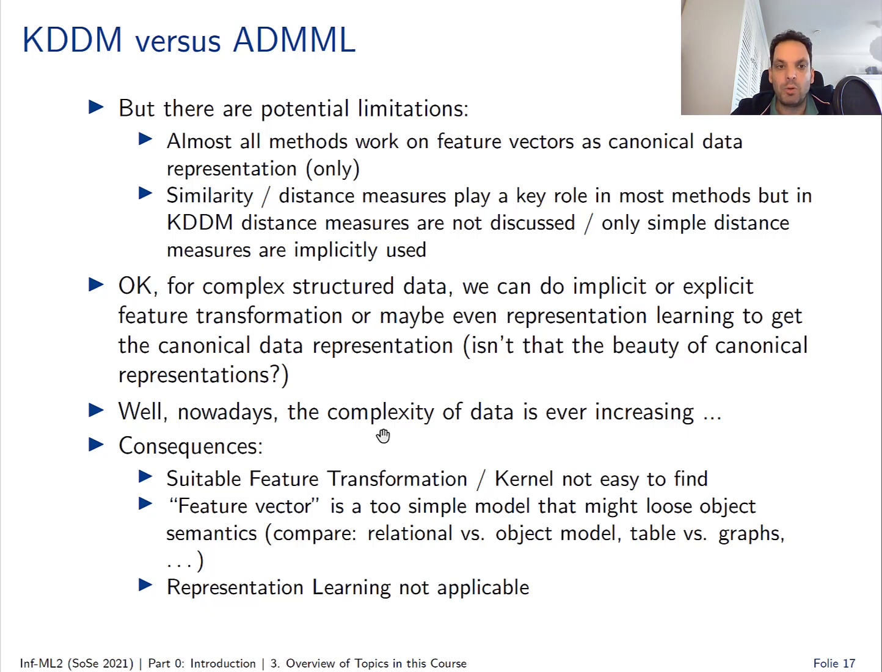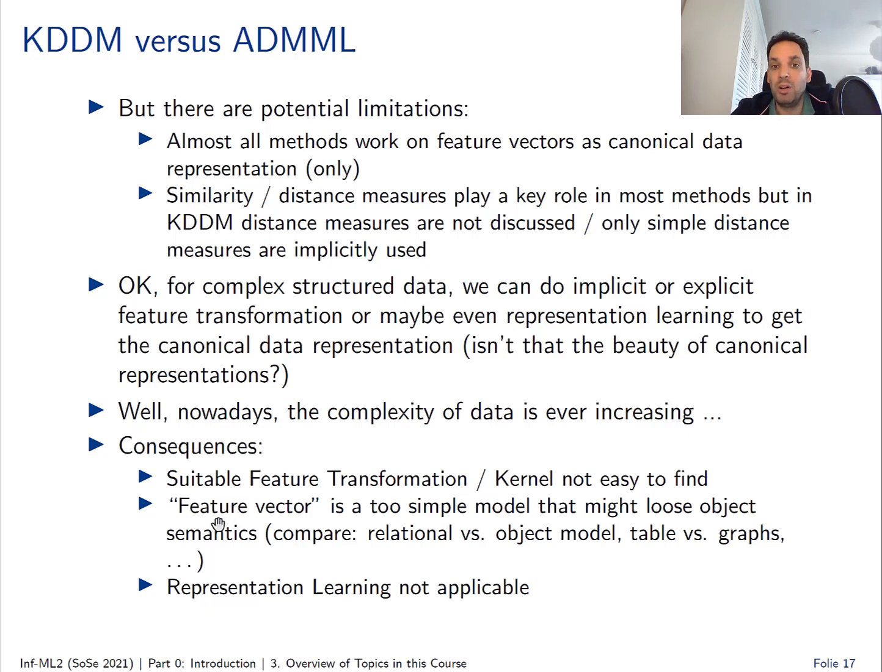But nowadays, of course, the complexity of the data is ever increasing, and that has some bad consequences. Meaning, for example, that those feature transformations, explicit feature transformations or implicit kernels, are very often not so easy to find, and are an intellectual challenge on its own. So we talk about scenarios where it is not clear what kind of similarity measures or feature measures we should actually use.